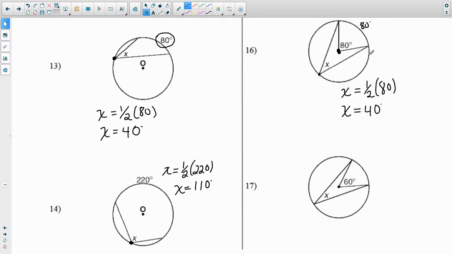I call these Star Trek questions. And here we have another central angle of 60 degrees. That means the intercepted arc is also 60. The inscribed angle will be exactly 1/2 of 60, which would be equal to 30 degrees.